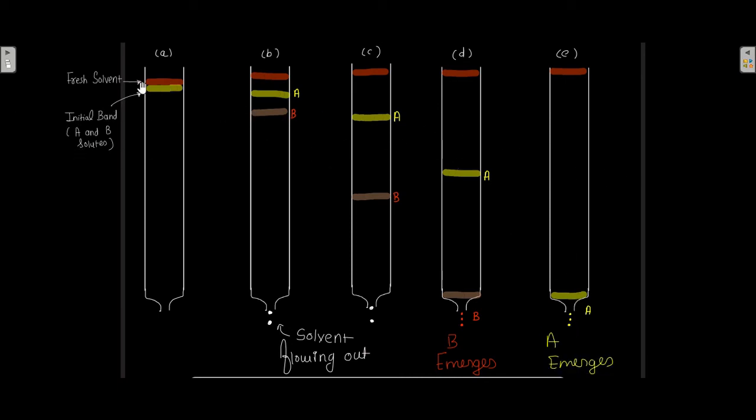You have a mixture, then you allow the mobile phase to pass through the stationary phase, and that is how the components of a mixture are separated. It had A and B both, then B and A got separated, and you can collect the pure form of solute B and solute A with the help of this chromatography technique.